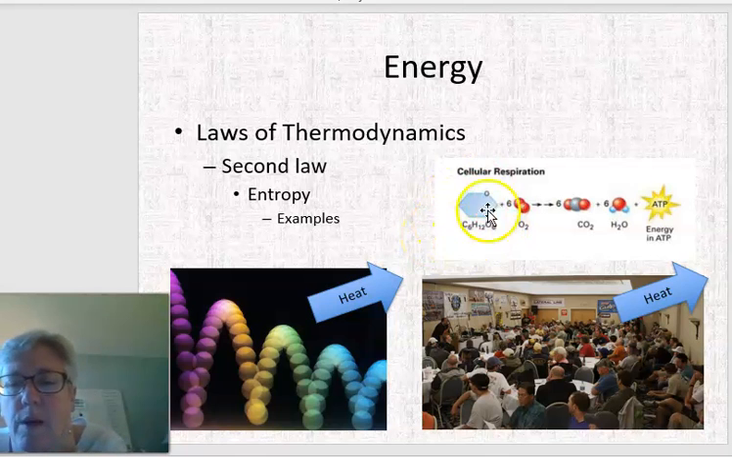Same goes for this same pathway when looking at glucose. Breaking down to CO2 and water releases energy as ATP, but it's not perfect, all right? Some of that's going to get lost as heat.